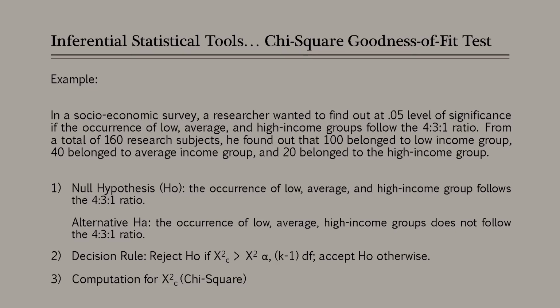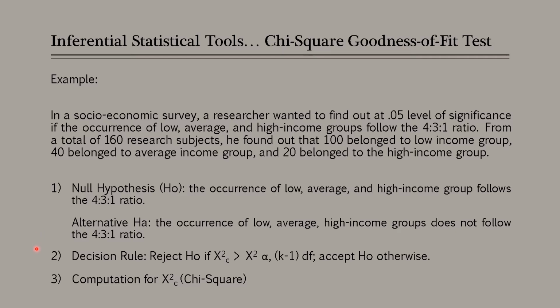The first step is to formulate the null hypothesis, which is: the occurrence of low, average, and high income groups follows the 4:3:1 ratio. And to formulate the alternative hypothesis: the occurrence of low, average, and high income groups does not follow the 4:3:1 ratio.